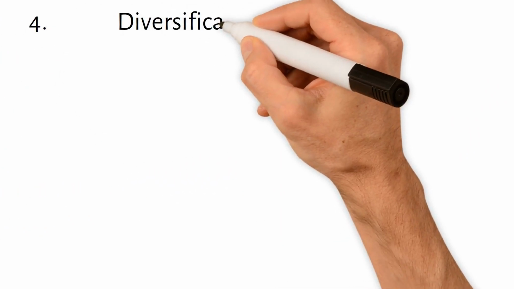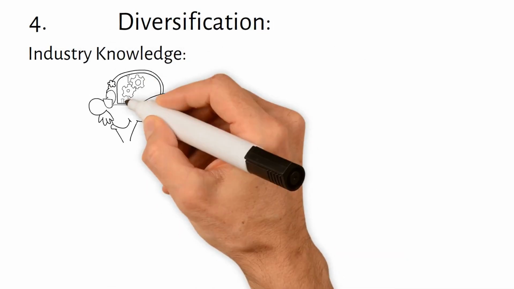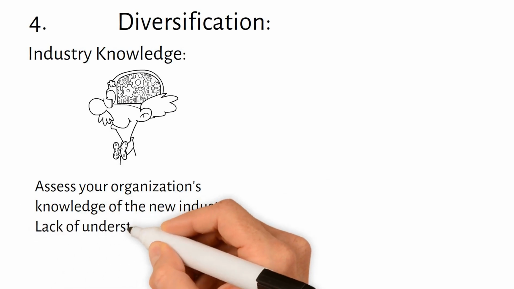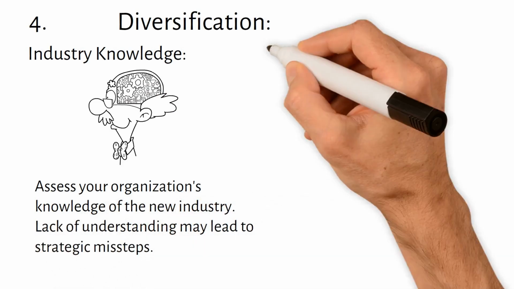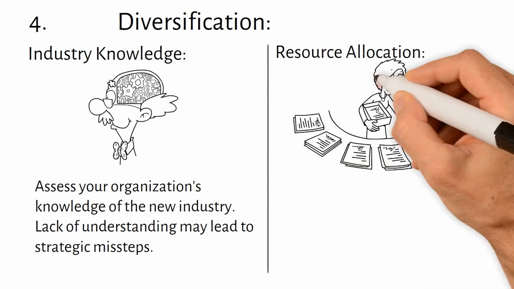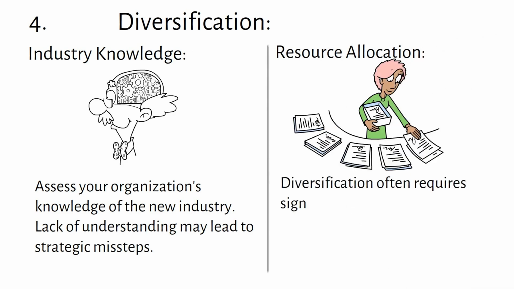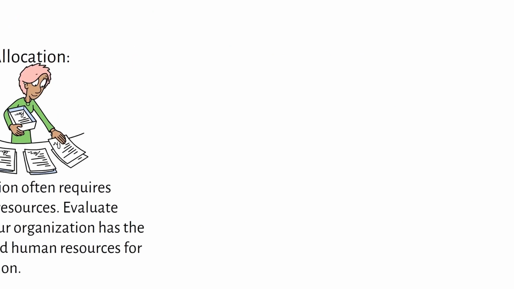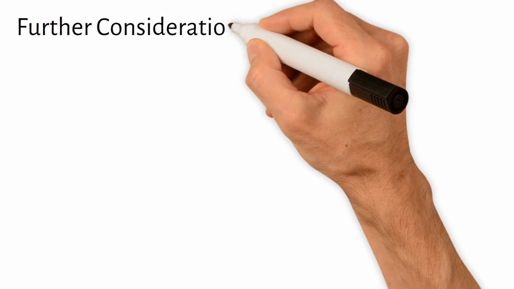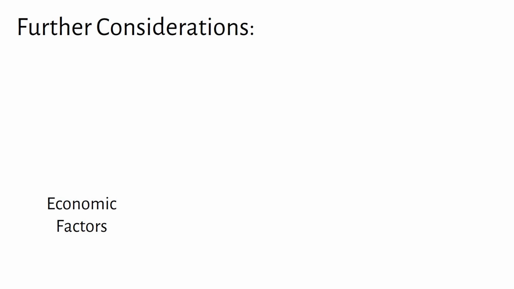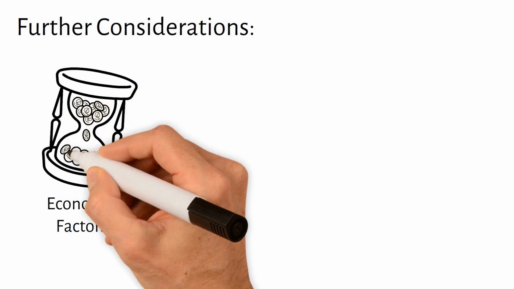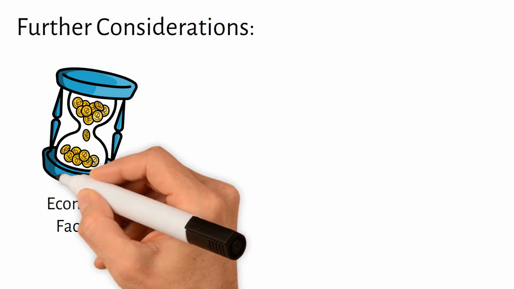4. Diversification. Industry knowledge. Assess your organization's knowledge of the new industry. Lack of understanding may lead to strategic missteps. Resource allocation. Diversification often requires significant resources. Evaluate whether your organization has the financial and human resources for this expansion. Further considerations. Economic factors. Consider economic conditions that could impact consumer spending, production costs, and overall market conditions.